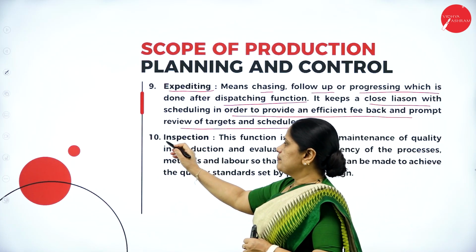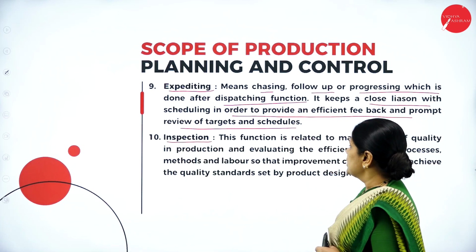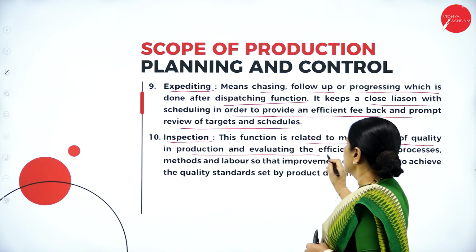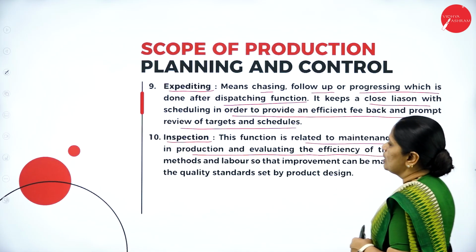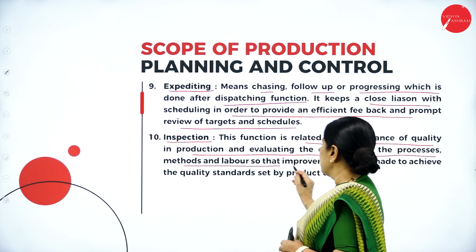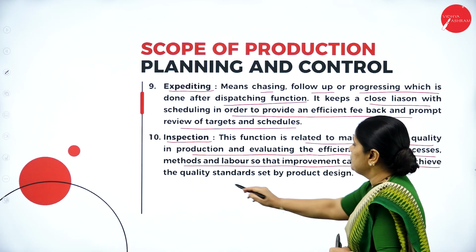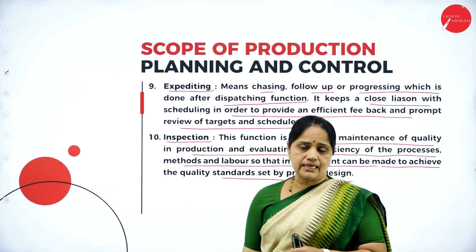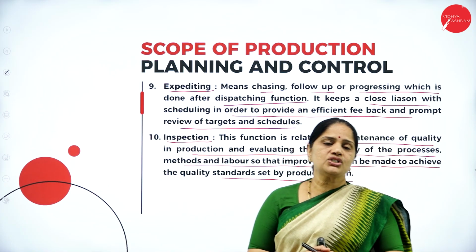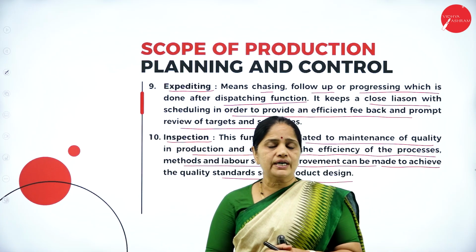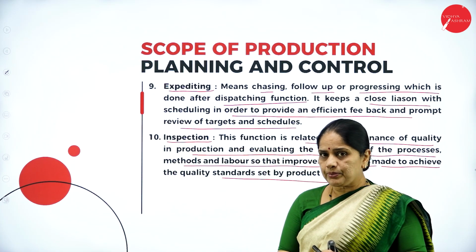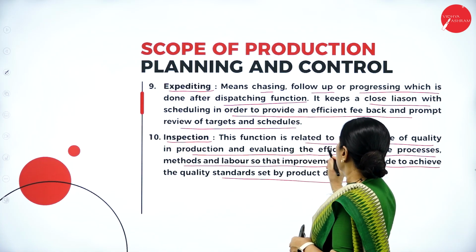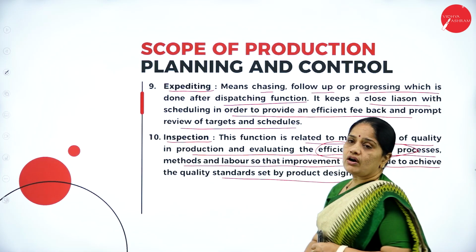Then the last step in the scope is inspection. This function is related to maintenance of quality in production and evaluating the efficiency of the processes, methods and labor so that improvement can be made to achieve quality standards set by the product design. In this inspection function, there will be inspection of the product actually produced. In addition to the product, there will also be evaluation of the efficiency of the process.